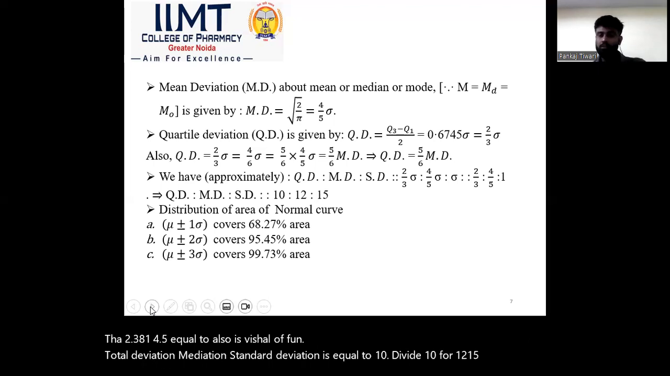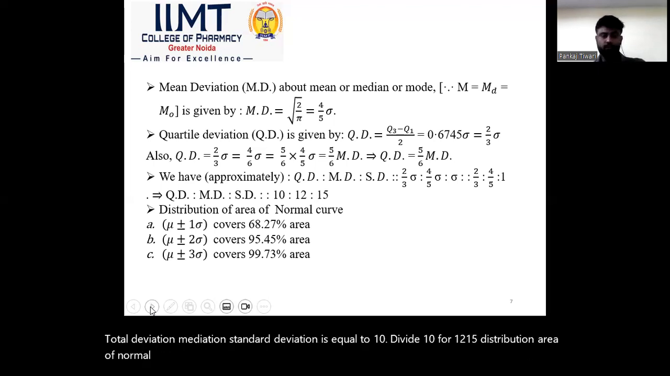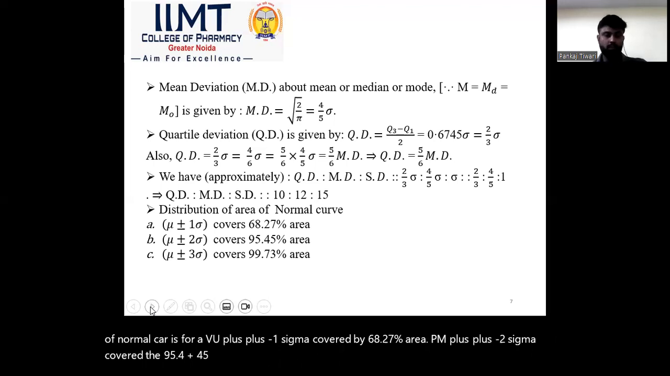Distribution area of the normal curve: A, mu plus minus 1 sigma covers 68.27% of the area. B, mu plus minus 2 sigma covers 95.445% of the area. C, mu plus minus 3 sigma covers 99.73% of the area.